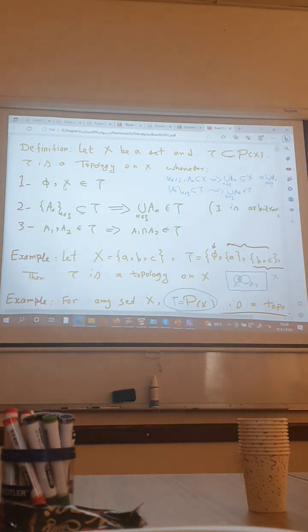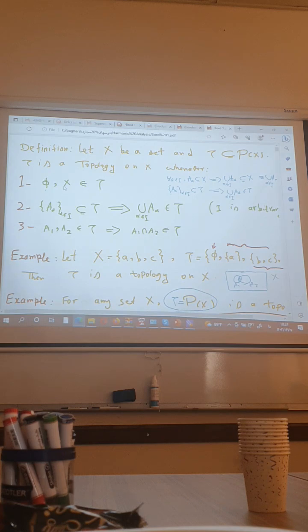Topology is denoted by tau. Tau is a Greek symbol, like alpha, beta, gamma. This is called tau.